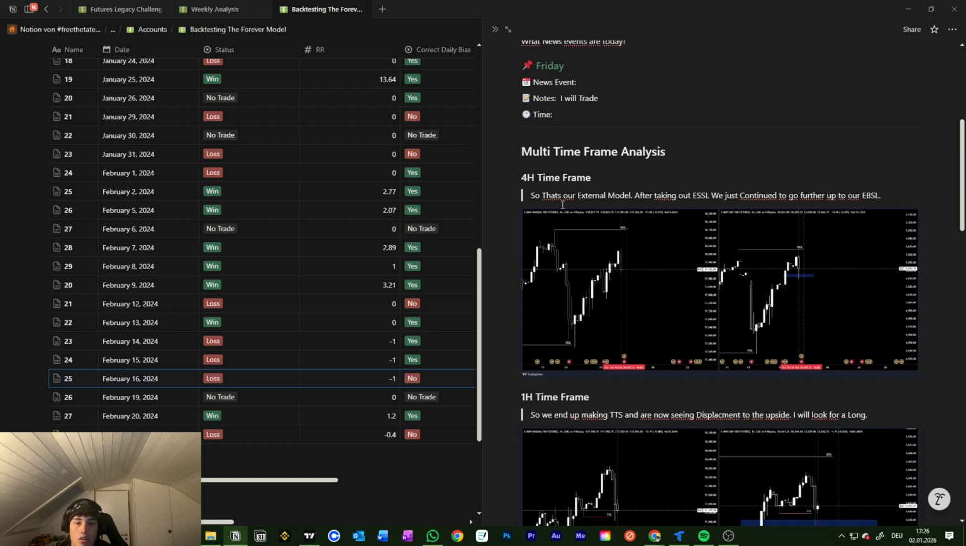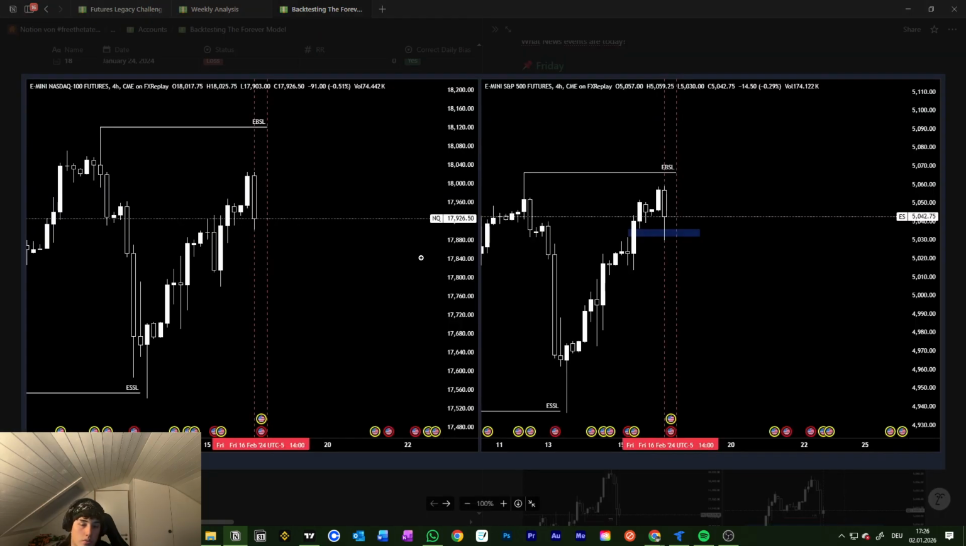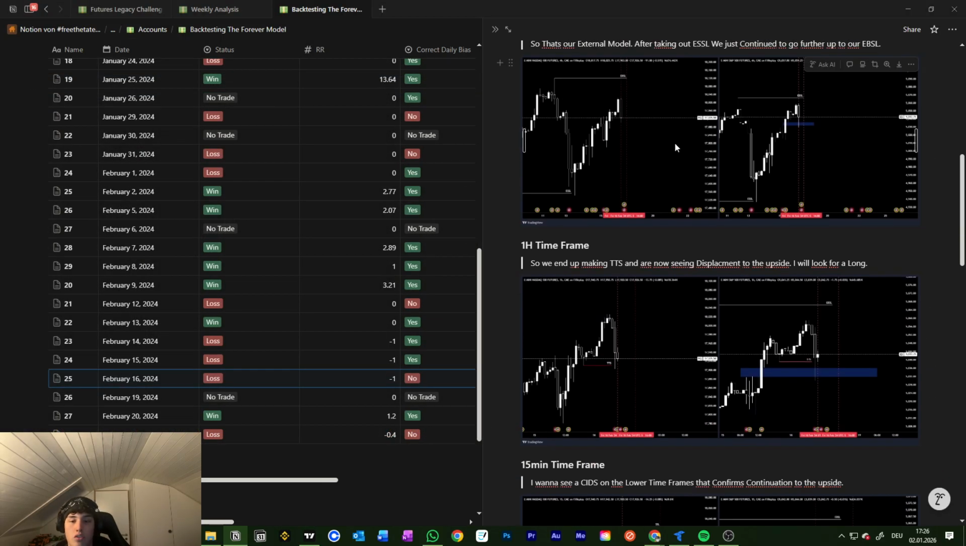On the 4-hour, so that's our external model. After taking external sell side, we just continue to go further up to our external buy side. So yeah, the 4-hour gets respected. Yesterday was bearish. So we end up making turtle soup, and are now seeing displacement to the upside. I will look further down.